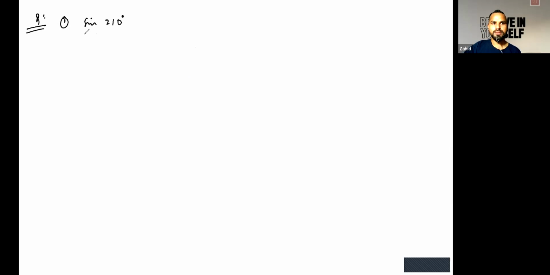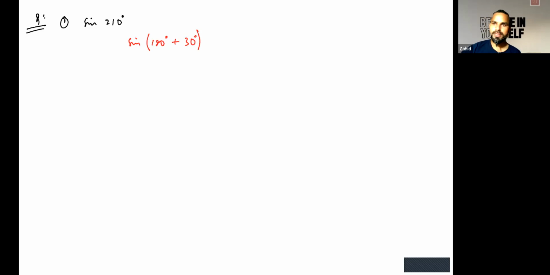If you have to calculate sine of 210 degrees, solve it. First of all, write this particular angle with respect to either 360 degrees or 180 degrees, based on its closeness. You can say 210 is closer to 180 degrees as compared to 360 degrees. So you will write it as 180 degrees plus 30 degrees equals 210 degrees.